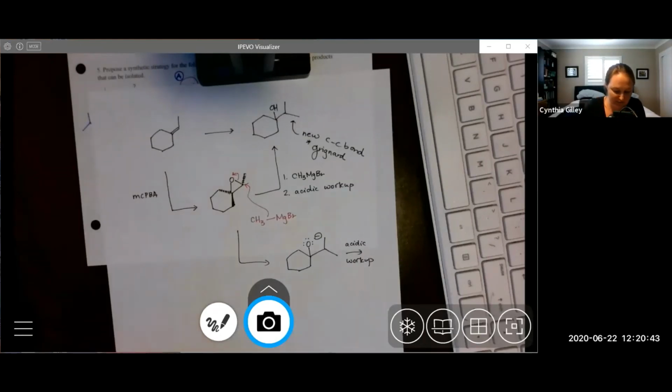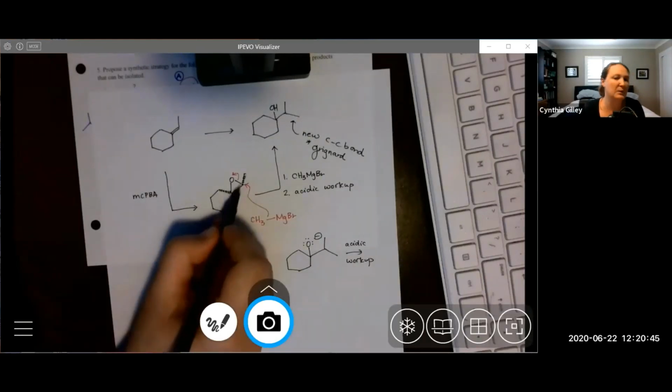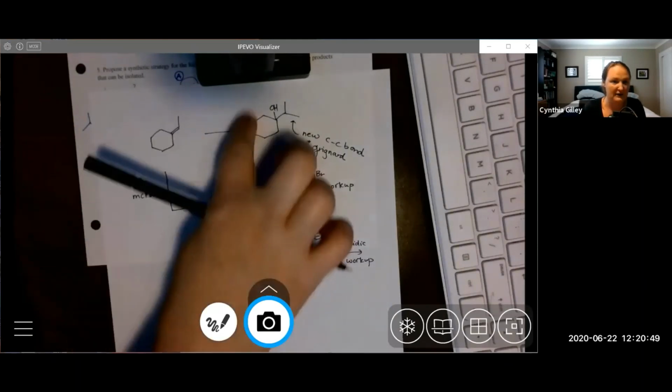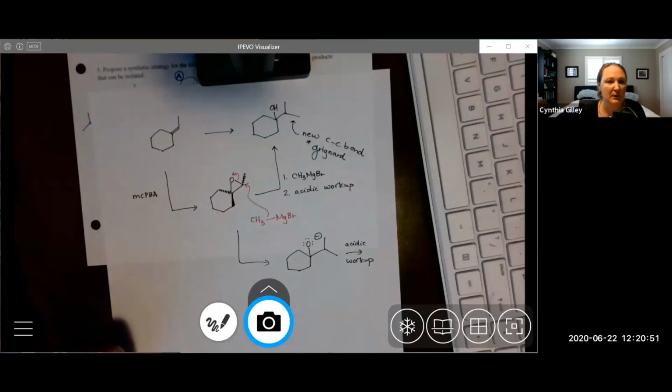So again, if you didn't include any stereochemistry here, it wouldn't really matter because the starting material and the product don't have stereochemistry. You don't really have to carefully consider it.